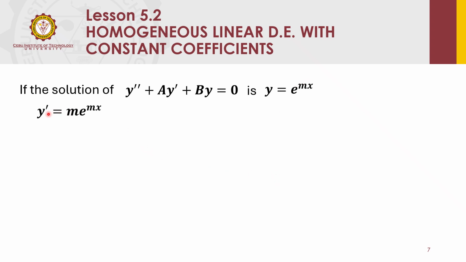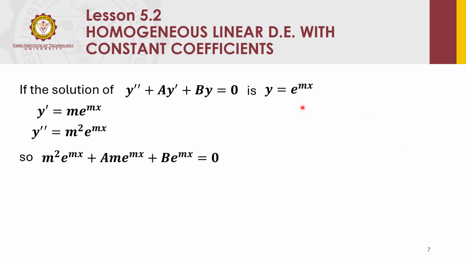If we get the first derivative of what we label as the solution, it's m times e to the power of mx; again, m is a constant. If we get the second derivative, it becomes this times m, or m squared times e to the power of mx. So if we plug these equations in, including what we labeled as the solution to the given DE, the equation becomes this.